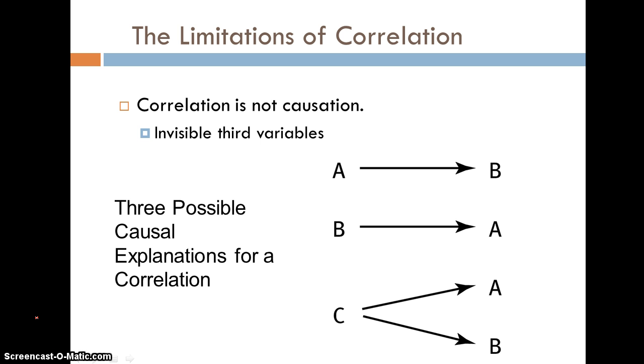Well, if you said that neither, then you are correct, because correlation is not causation. There can be invisible third variables. We can say, right, so if A were eating ice cream and B were drowning, then you could have a direct relationship. That could actually exist. Same thing for drowning causing eating ice cream. But there's usually a third variable that's really responsible for some of these kinds of relationships.